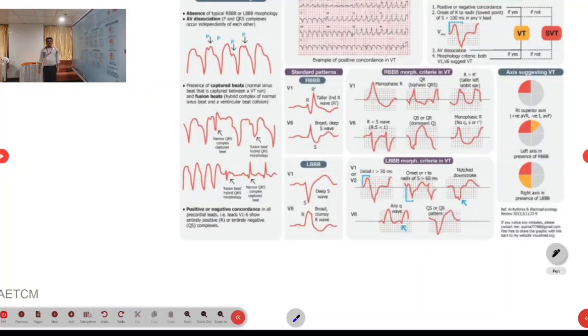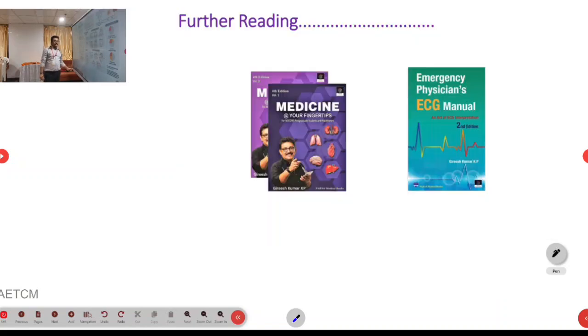So the Brugada criteria I already told. You can check all these things in detail and learn it. We are not explaining that because it's a higher topic that requires one full class. So we have discussed VPCs, ventricular premature complexes, and how that progresses to VT. Thank you.